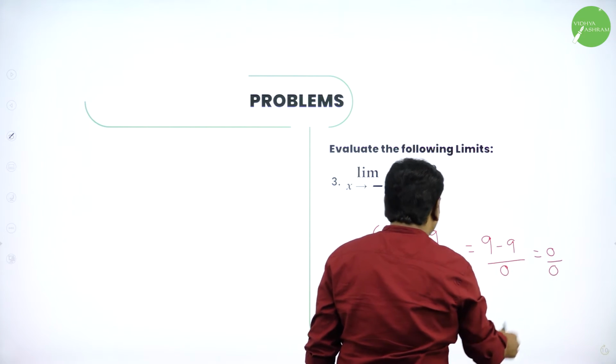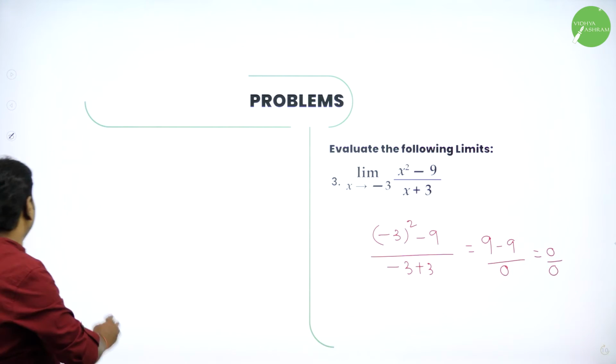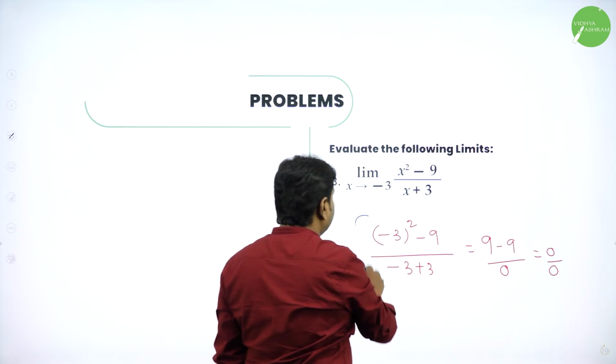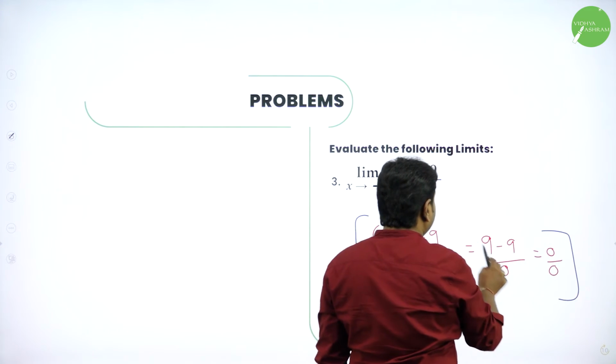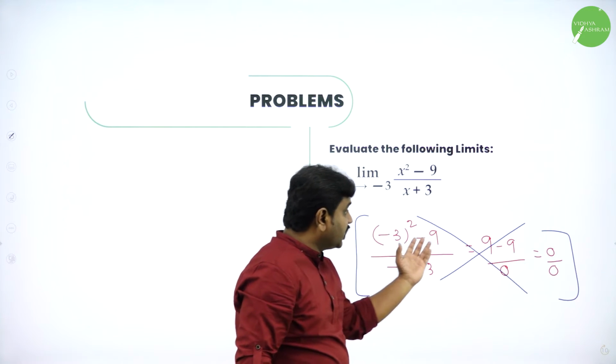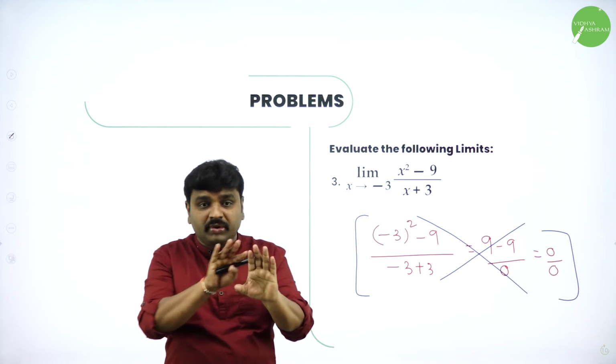I told you, whenever you apply limit, you should not get 0 by 0. So can we get 0 by 0? No. So this is indeterminate. So you cannot apply it like this. This is not possible, because directly in the place of x, if I put minus 3, I am getting what? 0 by 0. So 0 by 0 you should not get.